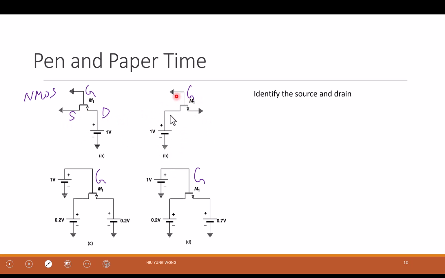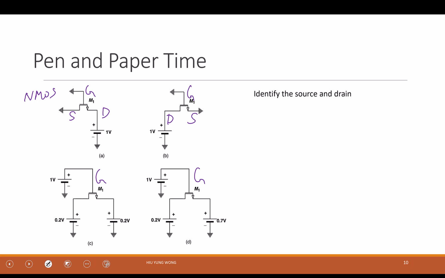So how about you help me to do this, anyone? On the left and right, which one is source? How about just say, for the left one, is it source or drain? Drain, because higher potential, very good. How about this one, the left and right? Which one is source, which one is drain?